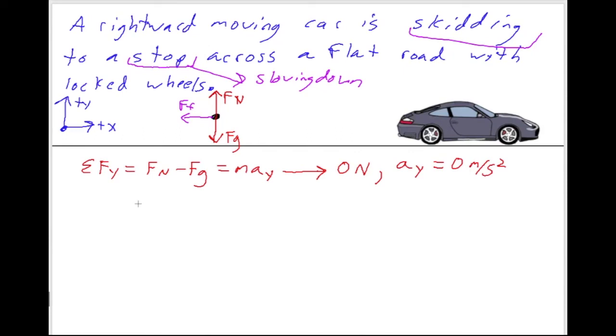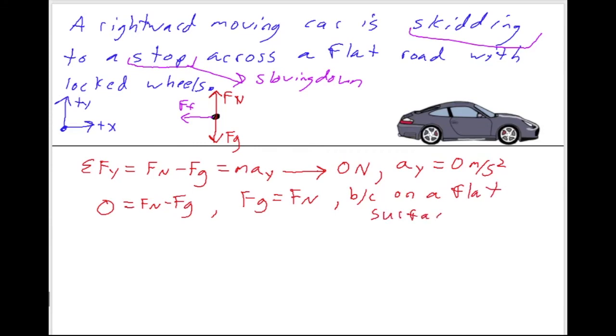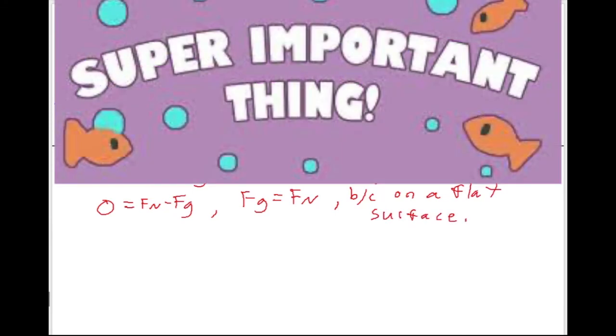Since our net force is equal to 0 in the y direction, we can say that 0 equals force normal minus force gravity. Therefore, if we were to add force gravity to the other side, we find out that force gravity is just equal to force normal in this case. So force normal is just equal to force gravity, and that's the case because we are on a flat surface. It's important to note, though, that this will not always be the case. Force normal will not always equal force gravity. It's only the case because we're on a flat surface and no other forces are acting up or down on this object.